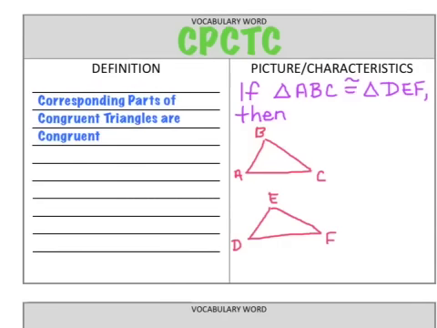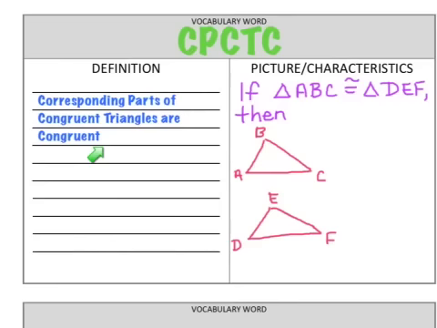Okay, our last vocab word. Actually, it's abbreviations. CPCTC. And that stands for corresponding parts of congruent triangles are congruent. Well, that sounds really confusing. I agree. So let me break it down for you over here in the picture box.